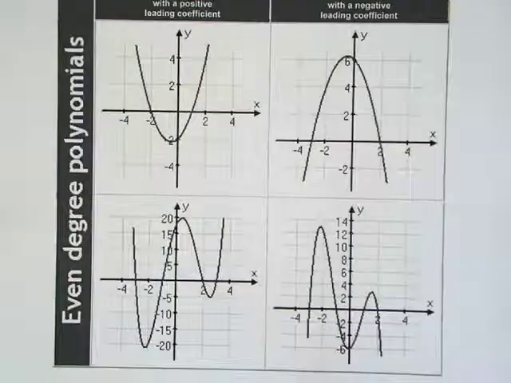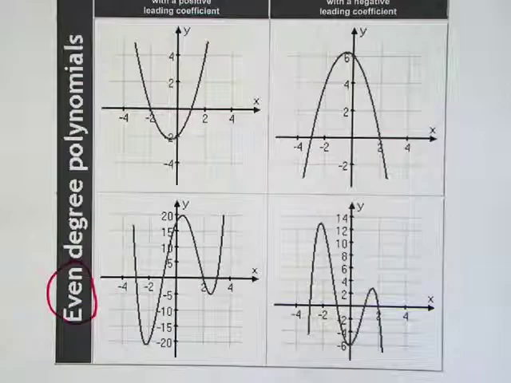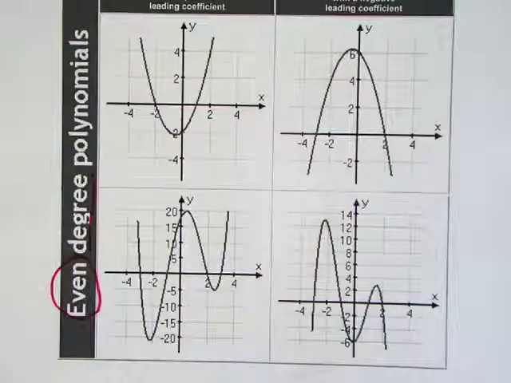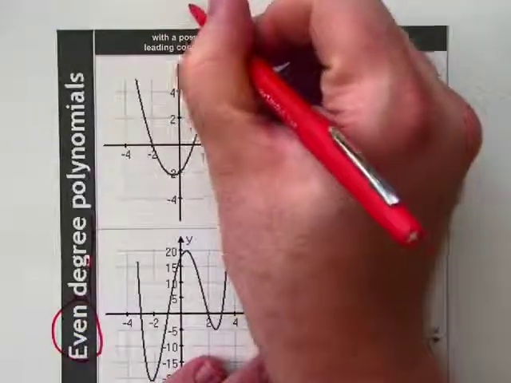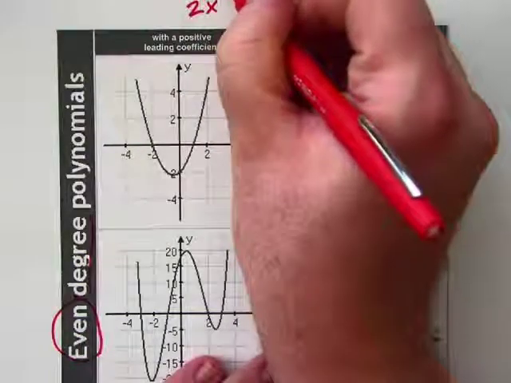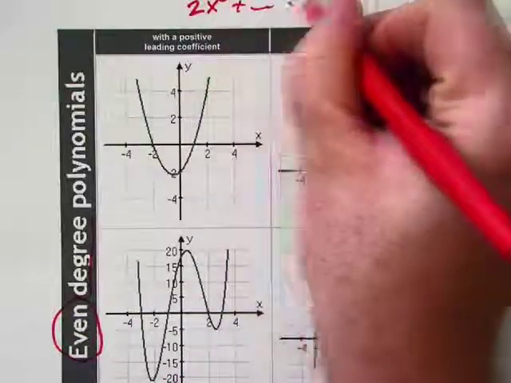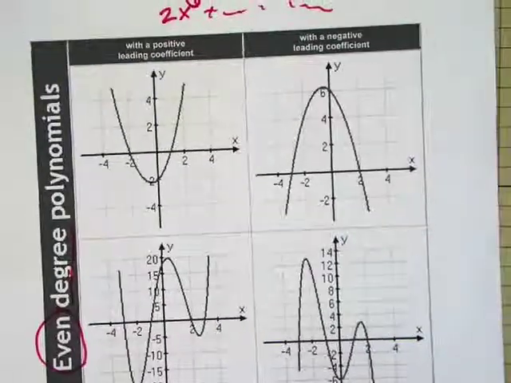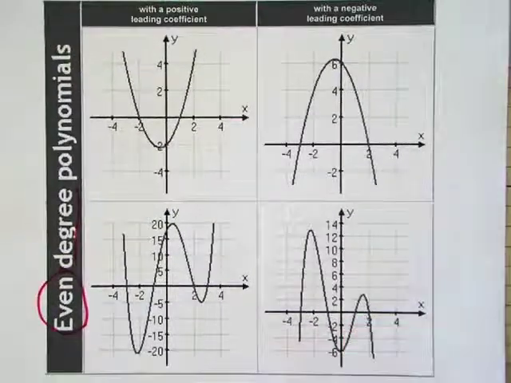In this example, we see 2 different things. Now this one is an even degree polynomial. So that means that if it's even degree, like if we have 2x to the 4th plus and so on, it doesn't matter. That degree right there means it's a fourth degree, so it's even degree.